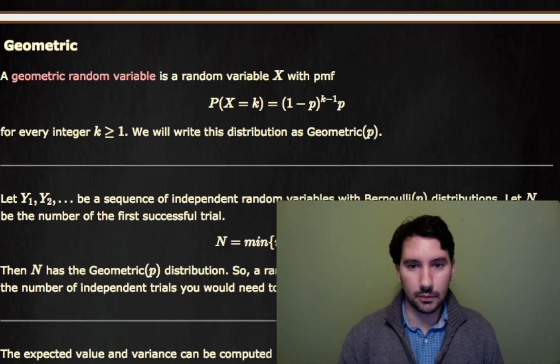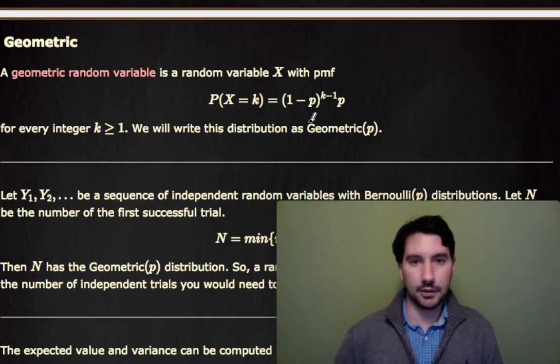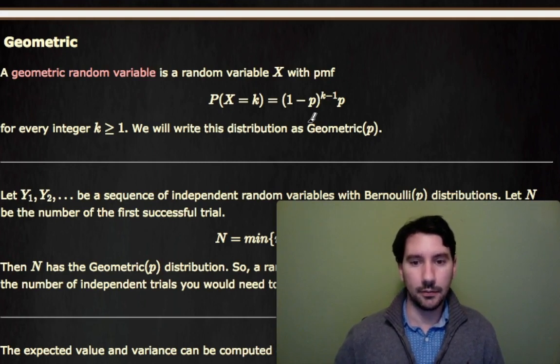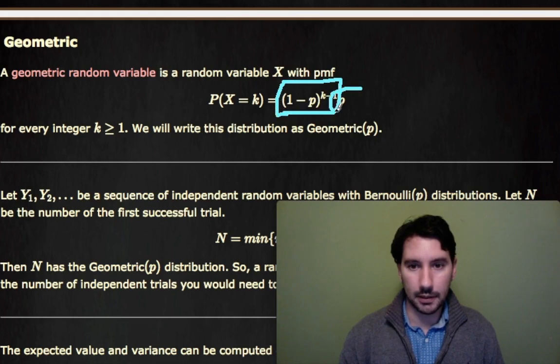So the time you'd want to apply a geometric distribution is when you're looking for the first successful event out of a sequence of independent experiments that all have probability p of succeeding. So this (1 minus p) to the k minus 1 represents k minus 1 failures, and then there's a p, which is the success.